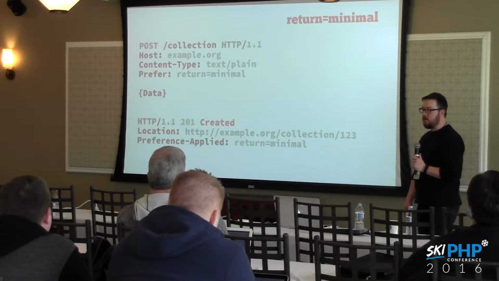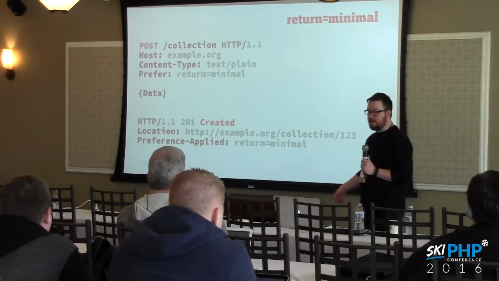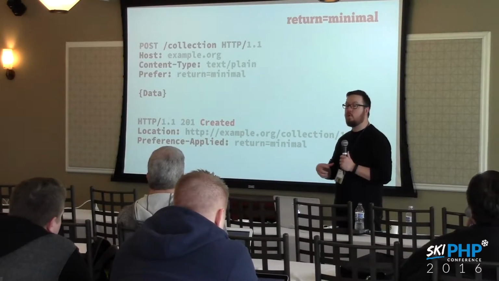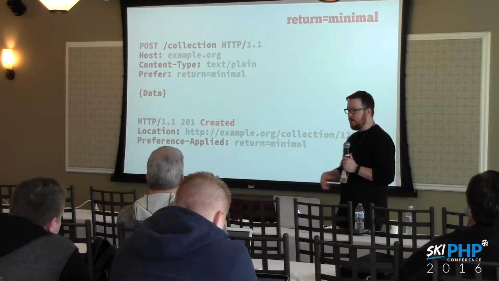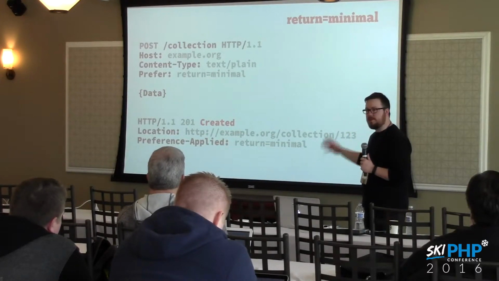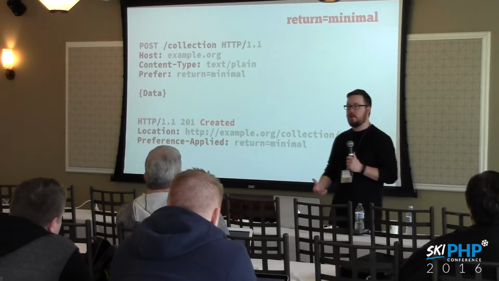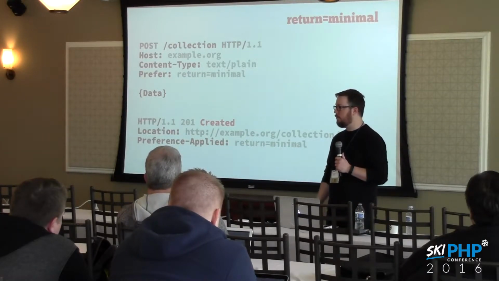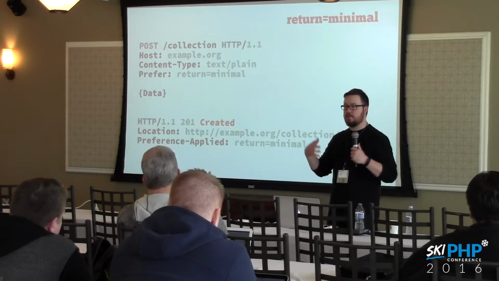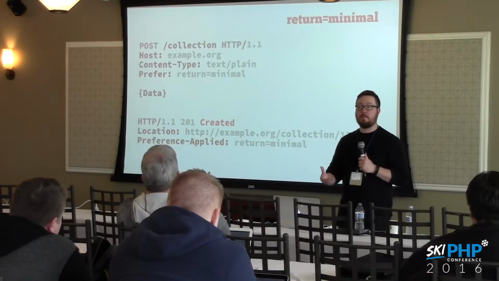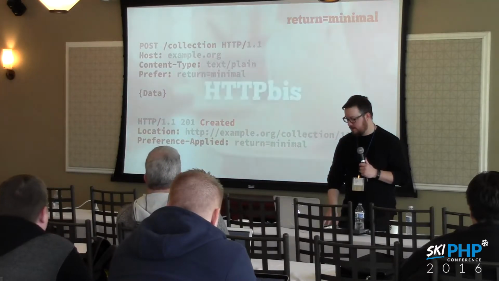This one is return minimal, another preference, and basically just tells the server, I just want a minimal representation. You don't have to give me the whole representation back. And again, these are only for servers and services that support these kinds of things, but you can get this idea that you can allow your users, if you're building an API, for example, or some big web service, you can give them options to specify preferences in the data you send back to them.